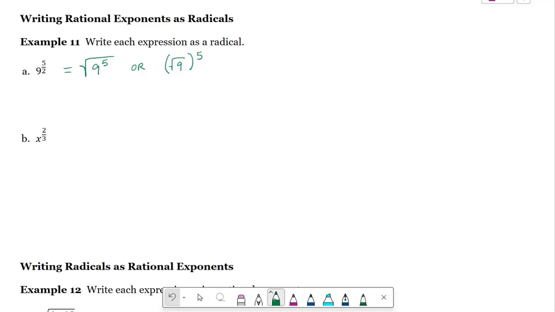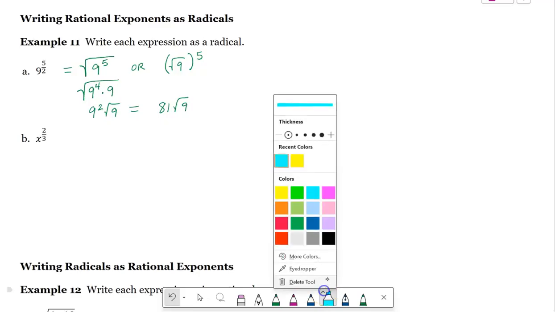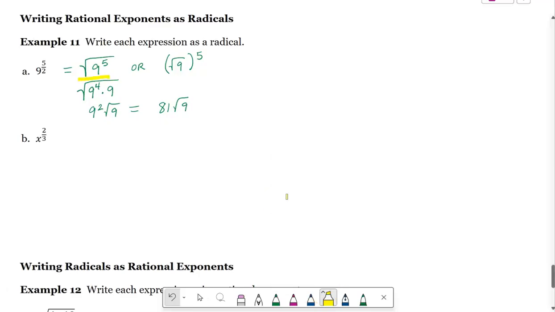Looking at the first way that we wrote this, we could probably simplify this a little bit. We know that if we take 9 to the 4th and then 9, we could simplify this to be 9 squared times the square root of 9, or 81 times the square root of 9. But the main point for this is just to think about those two different options that I wrote here and here. Notice that the exponent stays the same as a 5, that upper number, and then the square root comes from this 2 in the denominator.